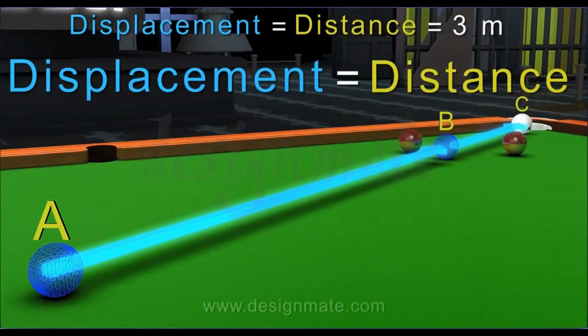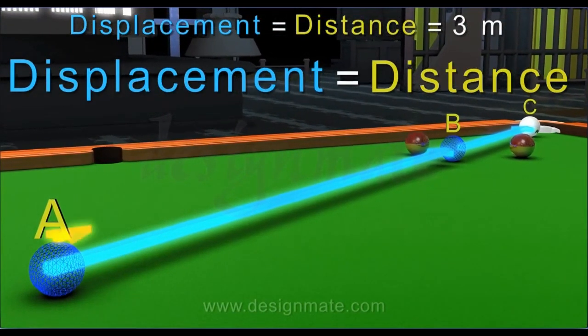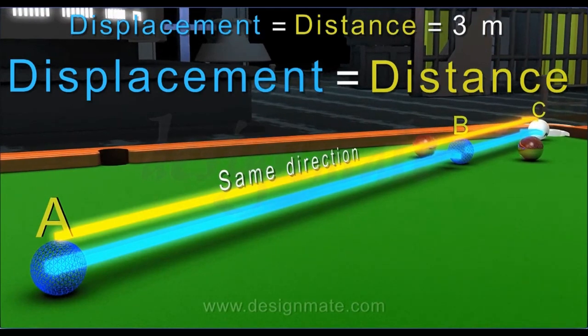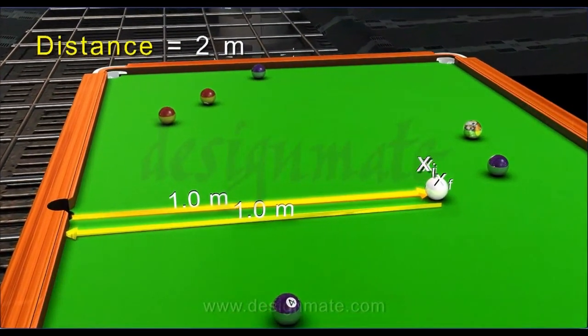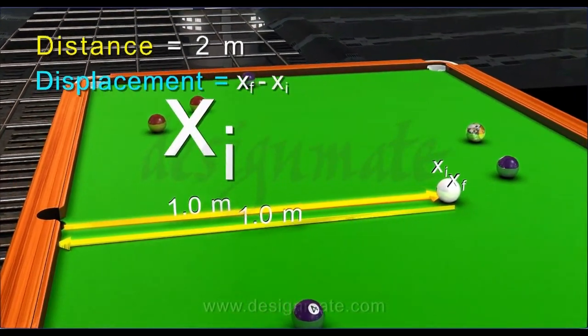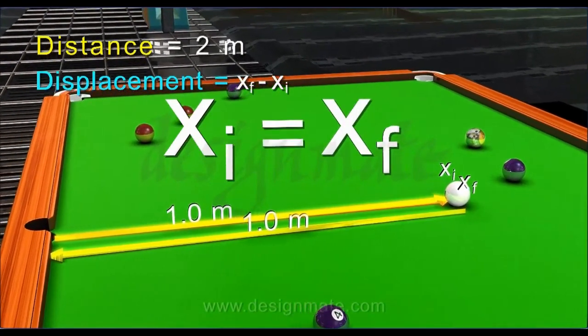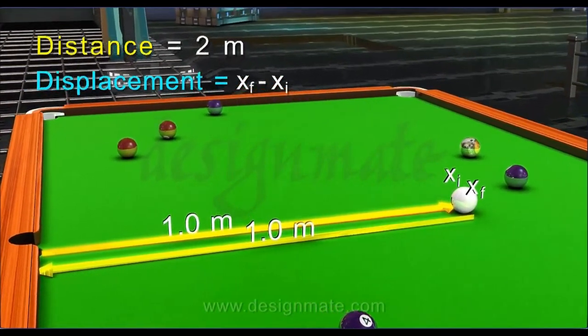Displacement and distance are the same if the body travels in the same direction. If the initial position xi and final position xf are the same, then the displacement is 0.